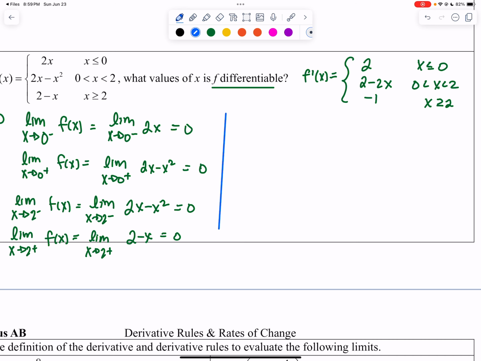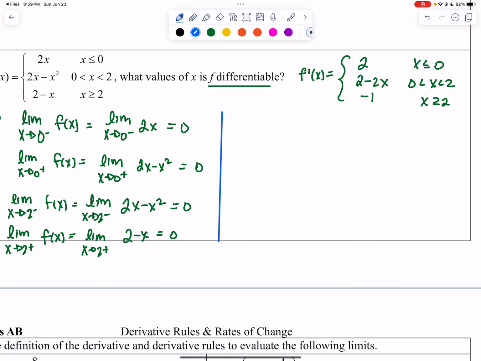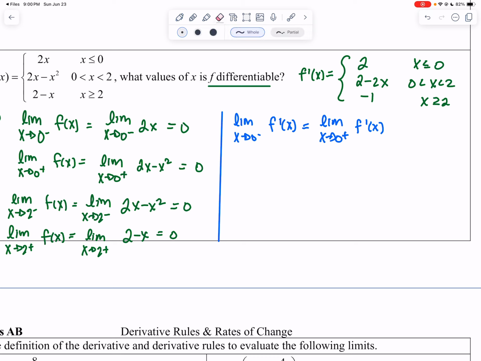My main goal now is to figure out if my derivatives are the same at 0 and at 2. So now I have the limit as x approaches 0 from the left of my derivative function, and 0 from the right. Let me do this again. 0 from the left, and that is just 2. So that's just going to be 2.